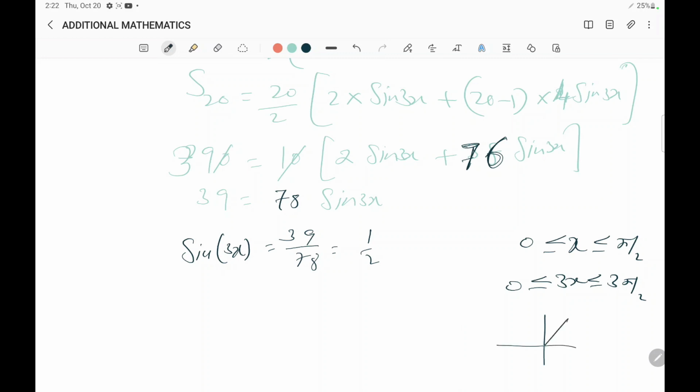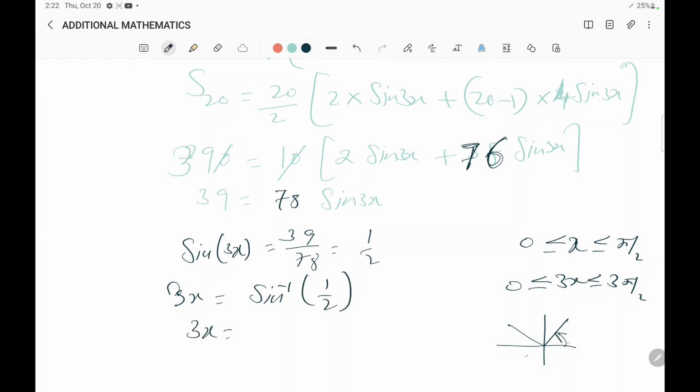Sine is positive in the first quadrant and in the second quadrant, right? Only in these 2 quadrants sine is positive. Okay, so 3 pi by 2 means we have an angle till this step. Okay, no issue. So guys, 3x equals sine inverse half, right?